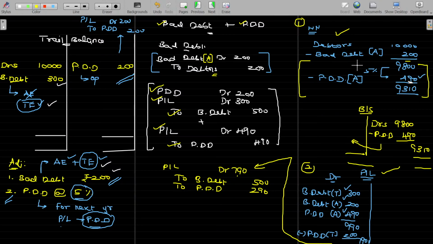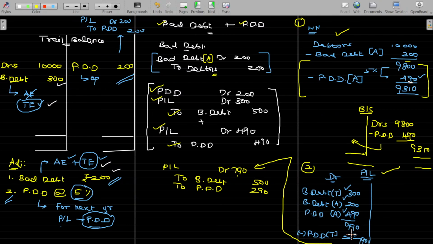Working note number 1 is all about debtors minus bad debt minus PDD. Working note number 2, the amount supposed to be transferable to the P&L account: bad debt existing, bad debt newly found out, and PDD required for the next year. From there, subtract the PDD already available.